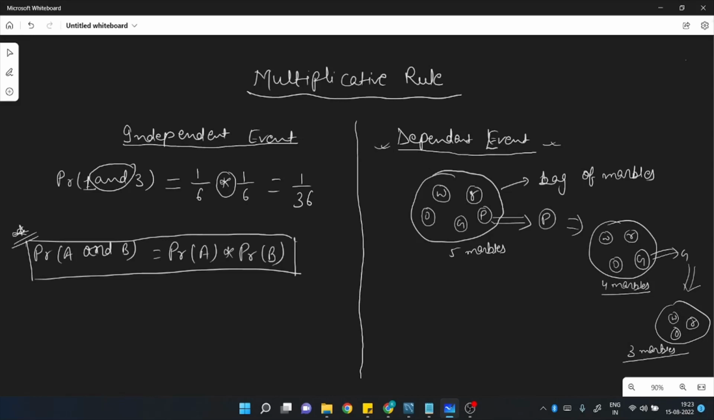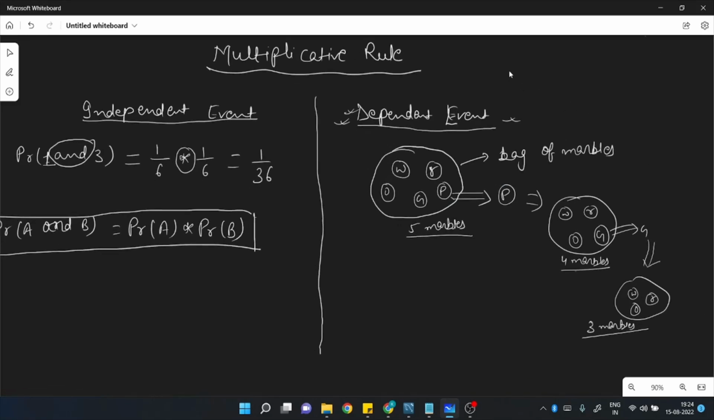Are you able to understand what is happening here? Initially there were 5 marbles. Once you picked out one marble, there were only 4, and again if you picked out one more, only 3 marbles were left. This is called a dependent event. Why? Because whenever you perform an action, the number of marbles is decreasing. Now I have to make you understand the multiplicative rule for this dependent event.